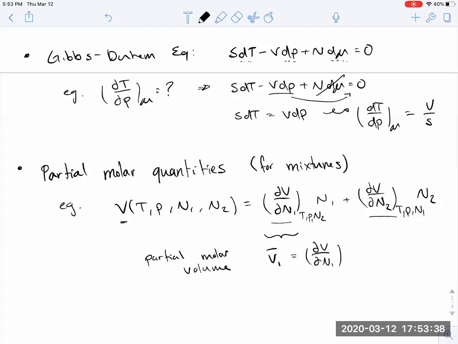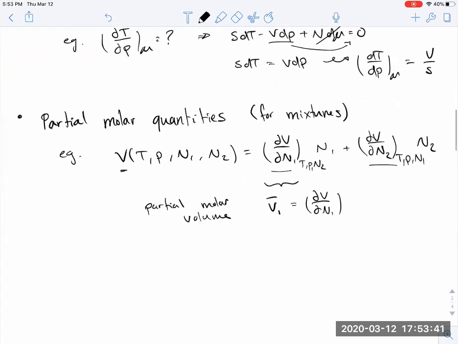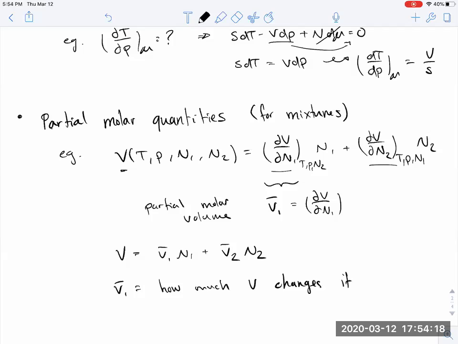So what this actually means is that I can write now the total volume of the system in terms of these partial molar quantities as such. And so it must be that what this is telling us is that v bar, the partial molar volume, is how much the volume would change if a tiny amount of N1 is added.